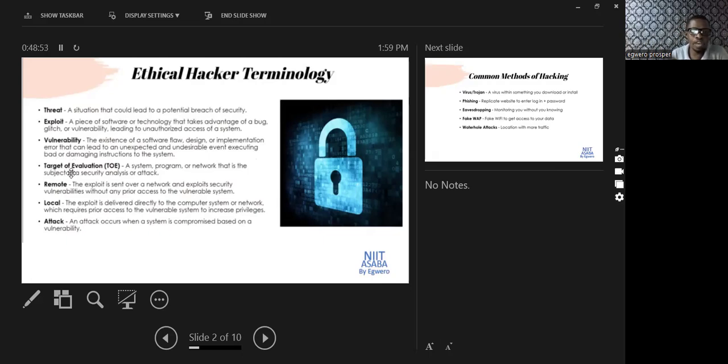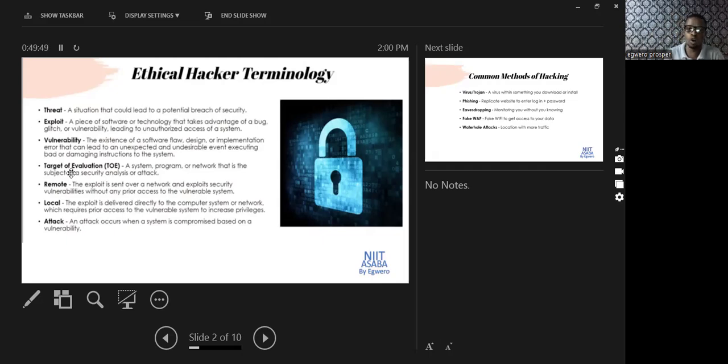What do we mean by target of evaluation? TOE, target of evaluation: a system, program or network that is the subject of security analysis or attack. I told us, or maybe I'm still going to echo it here, that there are different careers we can carve from this field. The work of some of us will only be performing security analysis. We may not have the skill on how to prevent attacks, but we have the skill to find out if the system is vulnerable to attack and quickly alert the company. Please, we need to close here, we need to close there, because the hacker can come in here. How do we know? We must have evaluated the system.